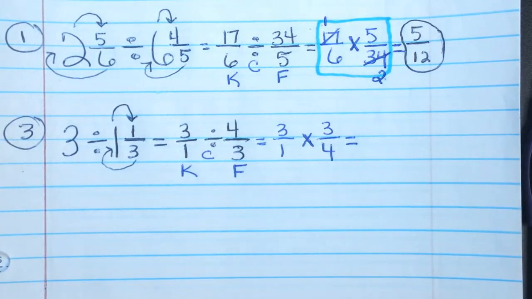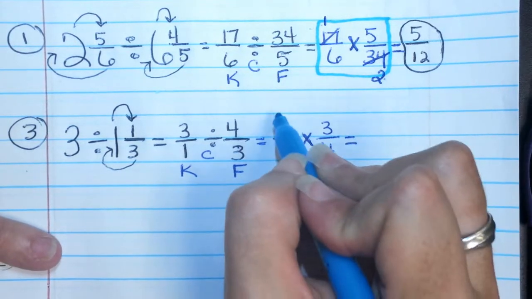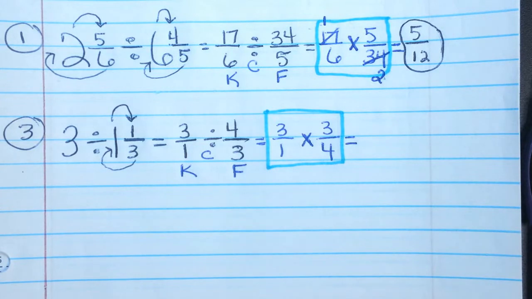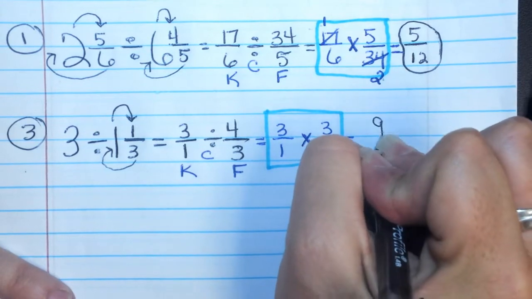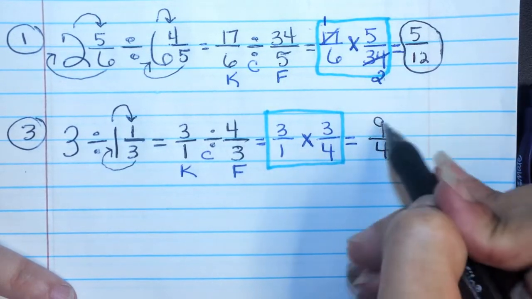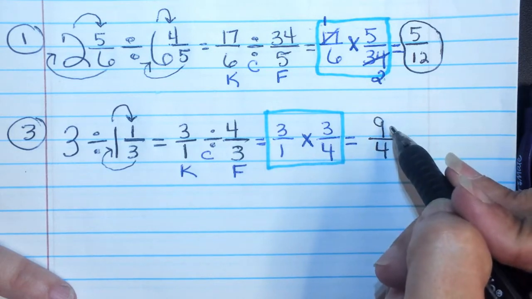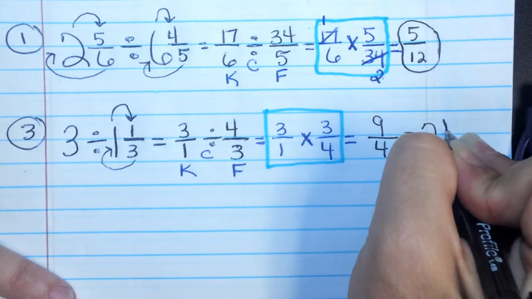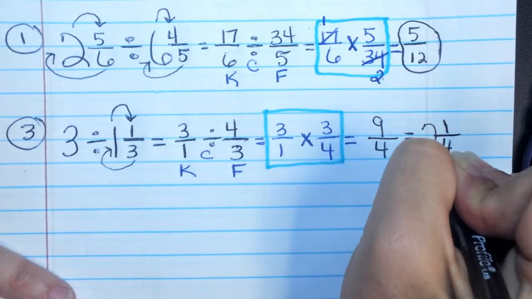Okay, magic box of cross simplifying. Does anything simplify? No. A lot of us want to do the two 3s, but listen, you can't simplify two tops. It has to be a top and a bottom. So, 3 times 3 is 9. 1 times 4 is 4. 2 times. How many 4s are in 9? 2. That's 8. So there's 1 left over out of 4.